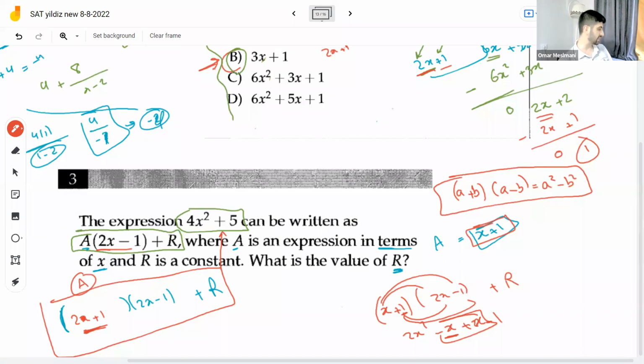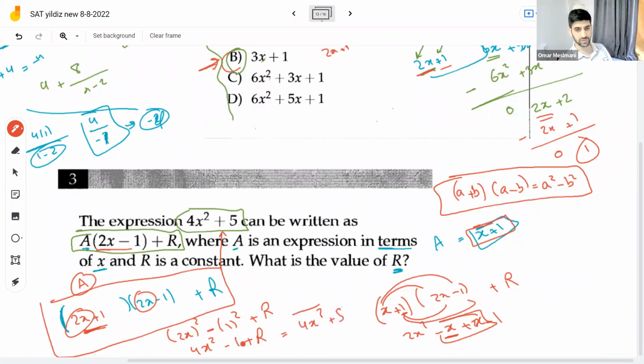Okay, so let's take the a, which is 2x, and square it. So I have (2x) squared minus 1 squared, and then there is an r. I will see what r is at the end. (2x) squared is going to be 4x squared, and then minus 1 squared is going to be minus 1. So at the end, minus 1 plus r has to equal 4x squared plus 5.